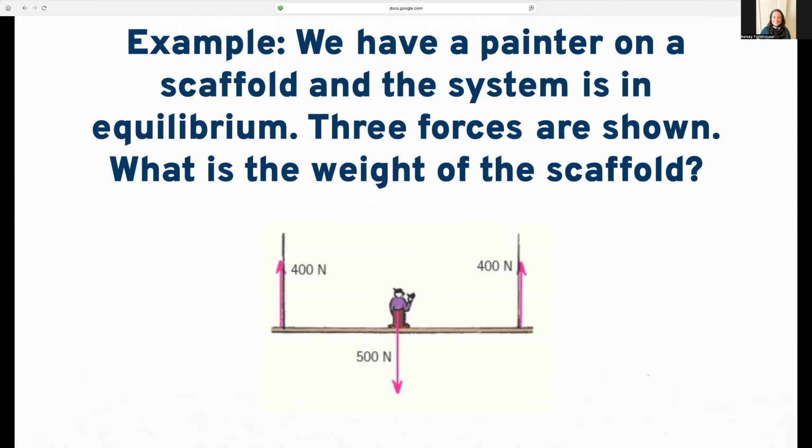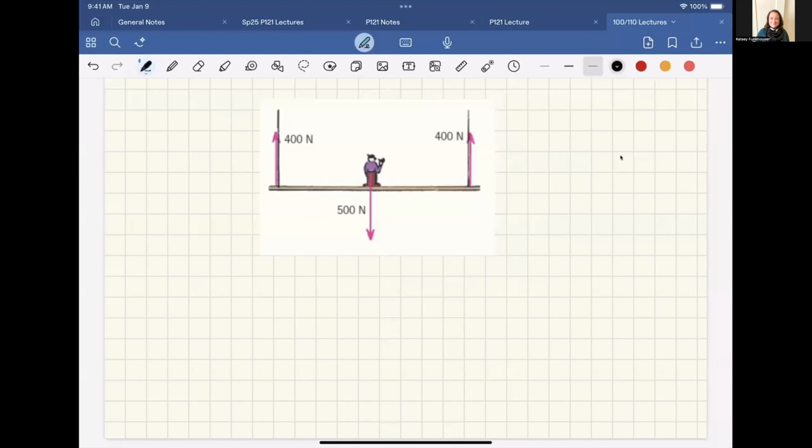Okay. We're going to take a look at this example here. We have a painter on a scaffold and the system is in equilibrium, but we're only seeing 3 of the 4 forces acting. And we want to figure out what the weight of the scaffold itself is that gives us equilibrium of the forces. So here's our painter on his scaffold. And we have these 2 forces up. Up is positive.